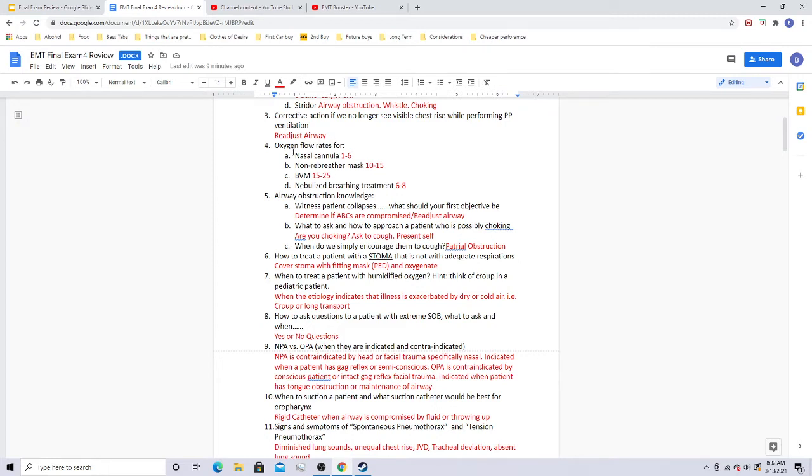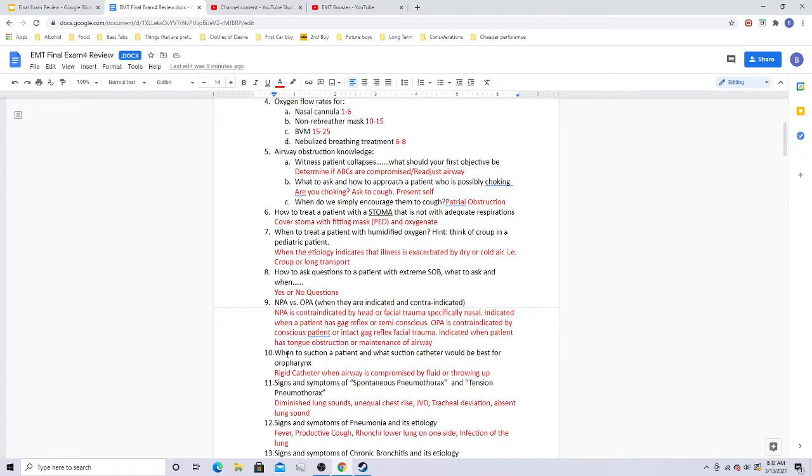It's just making a formed seal on the area so that the oxygen goes straight in. When to consider using humidified oxygen? When the epidemiology indicates the illness is exacerbated by cool or dry air, this will present most majorly in croup patients in your pediatrics and/or long transports.